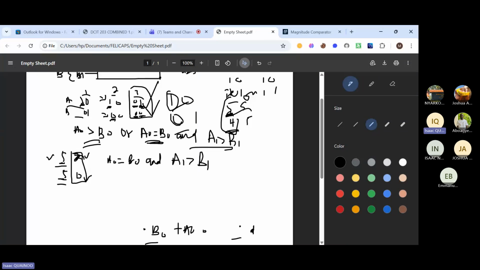The first rule was that A0 is greater than B0. If A0 is greater than B0, how do we establish it? We said in binary numbers you only have zeros and ones. So if A0 is greater than B0, which one will take 1 and which one will take 0?